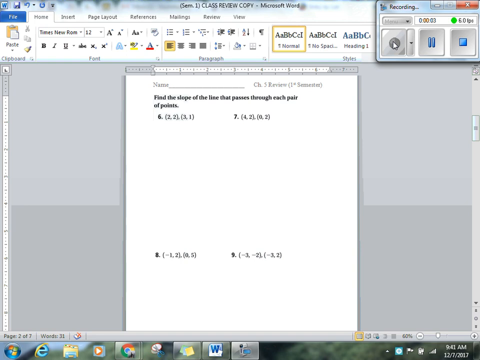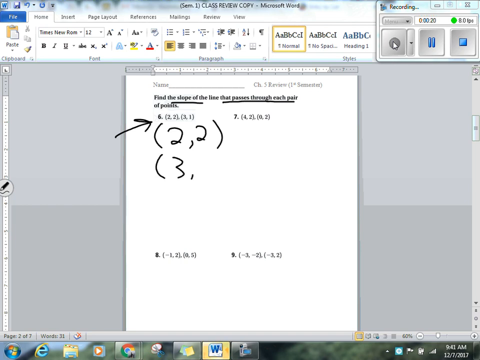All right, let's take a look at question number 6. They're asking you to find the slope of the line that passes through each of the points below. So we need to take our 2 points, which are (2, 2) and (3, 1), and put them on top of each other. Make an L. We're using the L to find the slope.